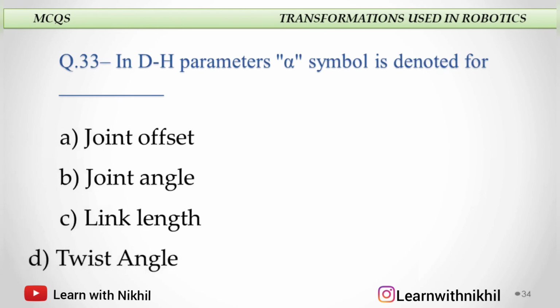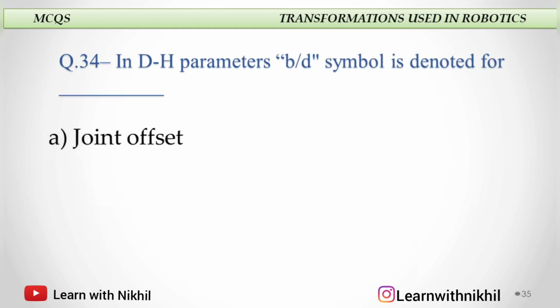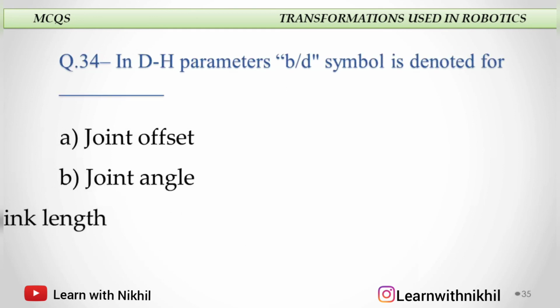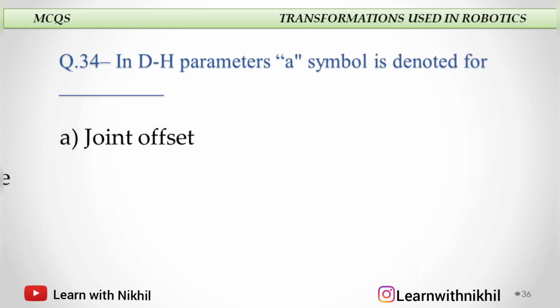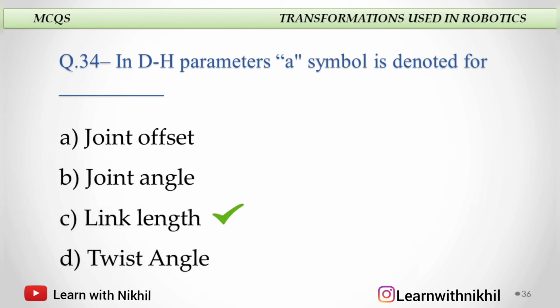Same in DH parameters, alpha is denoted for twist angle. B or D, in some books it is given B, in some it is given D. It is denoted for joint offset. And finally, A is denoted for link length.